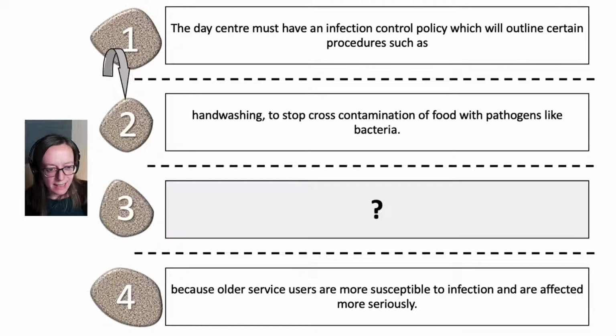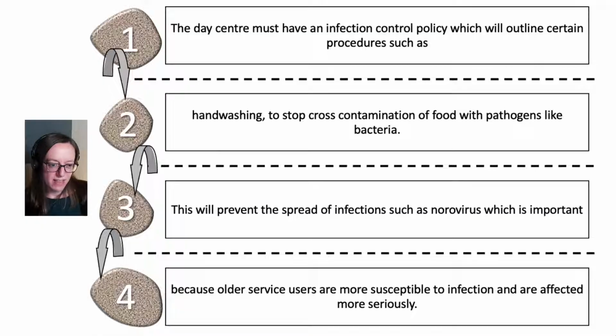And then we need to link that onto our older service users. So I've then said this will prevent the spread of infections such as norovirus. Norovirus is really common at this time of year. You guys might know it as diarrhea and sickness or winter vomiting disease or winter vomiting bug.